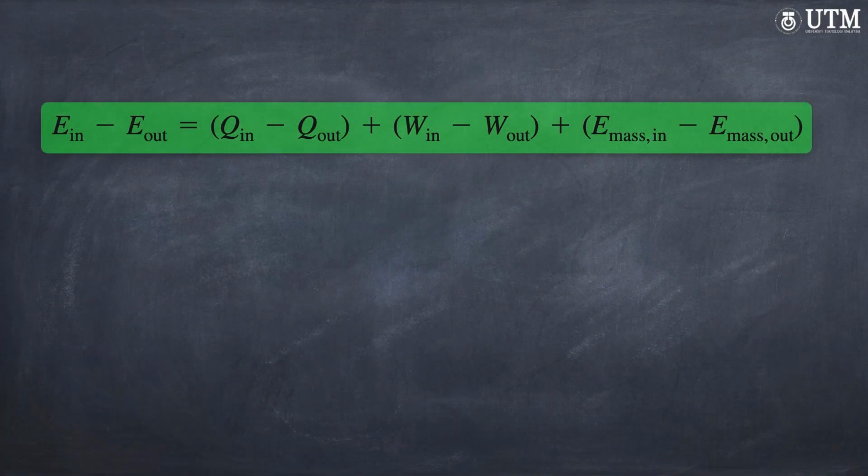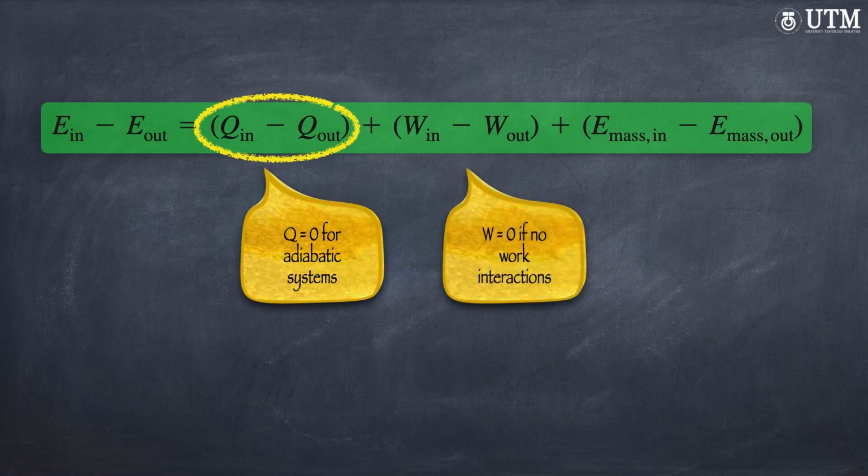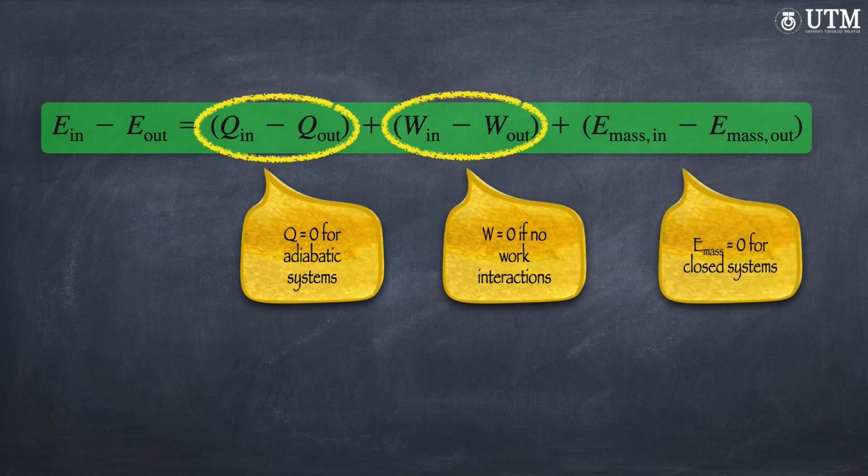The heat transfer is zero for adiabatic systems. The work transfer is zero for systems that involve no work interactions. The energy transport with mass is zero for systems that involve no mass flow across their boundaries, usually for closed systems.